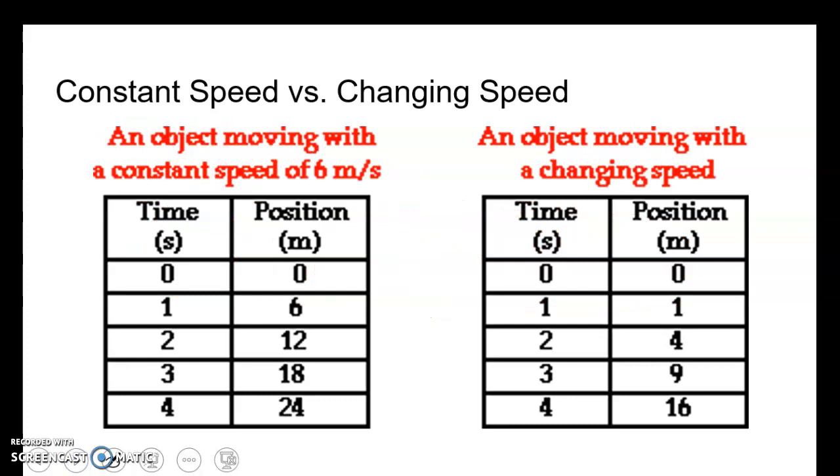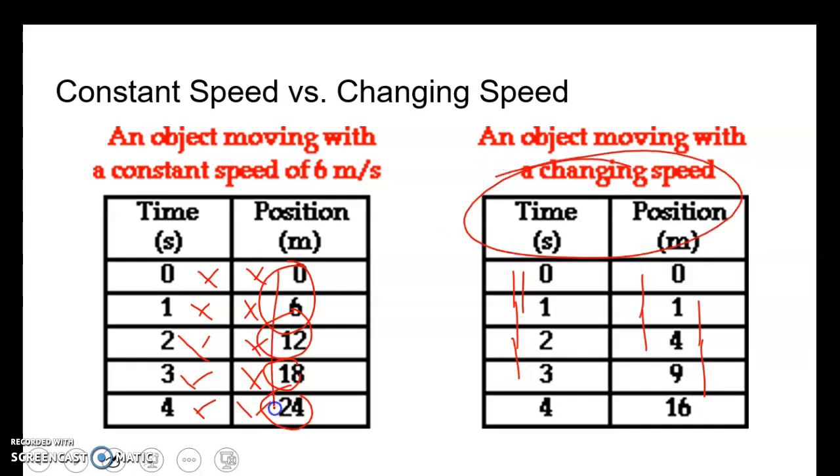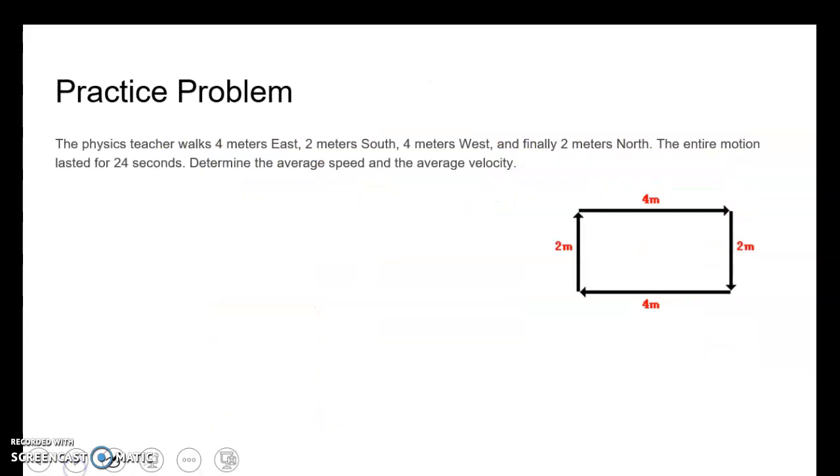So constant speed versus changing speed. If you're moving at a constant speed, your time and position will move the same way, right? For every 1 second you travel, your position changes 6 meters. But if we have a changing speed, you can see that it's not a very consistent change. Like for the first second, we traveled 1 meter. But in the second second, we traveled 3 more. But in the third second, we went 5 more, etc. So this object is speeding up, while this one stays at a constant speed.